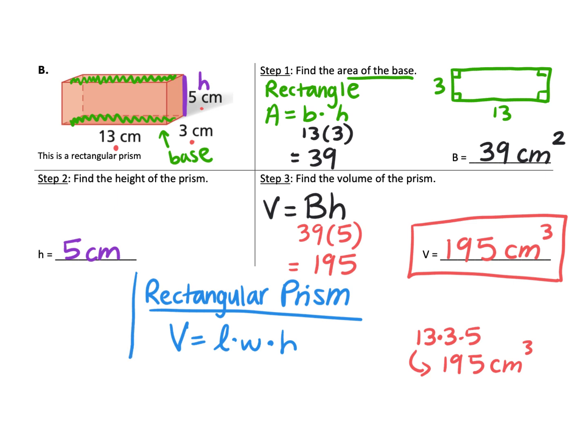If it's any other type of prism, like a triangular prism or a hexagonal prism, then you have to make sure that you use the regular formula for the area of the base times the height. This is optional. You can see that I got the same answer here by using the regular volume formula. This is just a shortcut if you would like to use it.